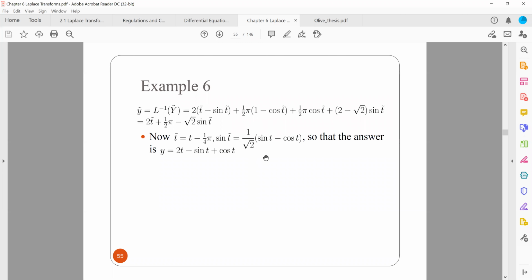cosine t, you'll end up with 1 over root 2, because sine of a quarter pi, that is 45 degrees. Sine 45 and cos 45 are both 1 over root 2, okay? When you multiply it by this other factor up here, this root 2, the root 2's will cancel, so you'll end up with just sine t plus cos t.